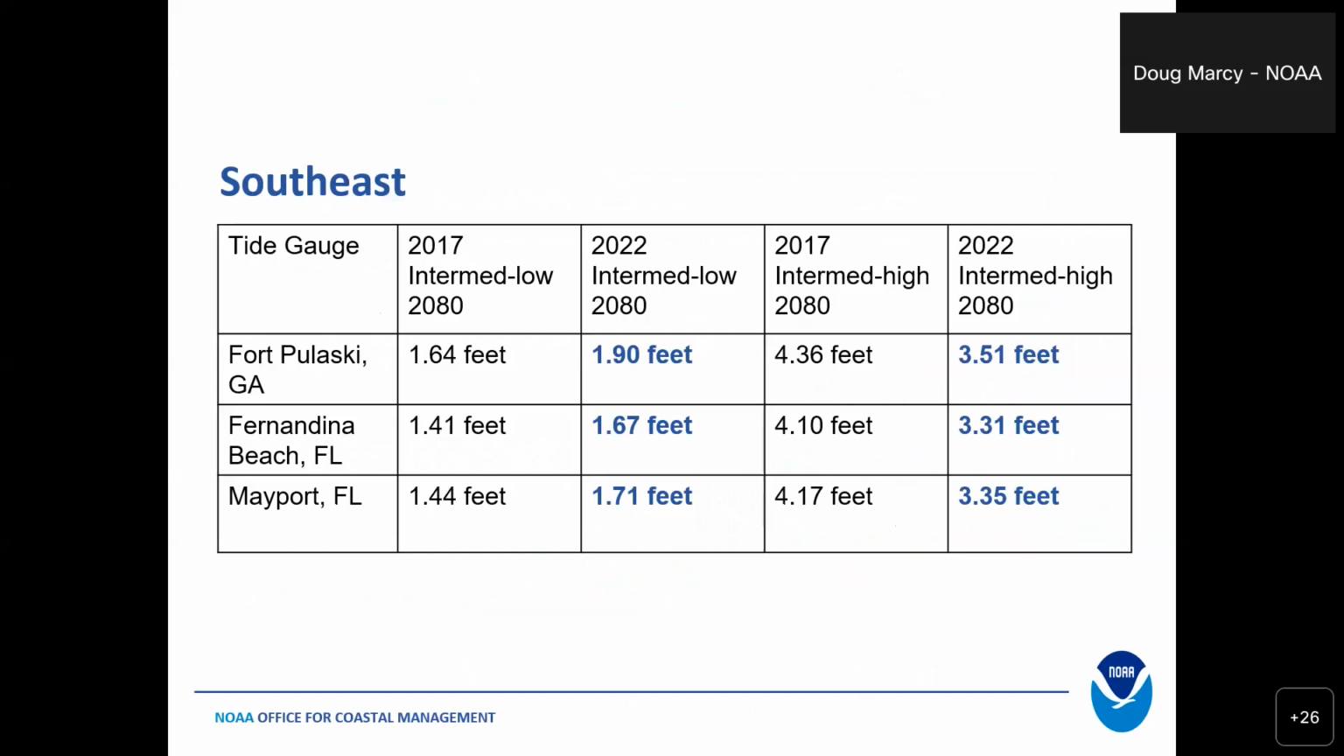Specifically in the southeast, just to give you an idea how they've changed a little bit, the lower scenarios have gone up a little bit, not a whole lot, maybe 0.2, 0.3 feet. And then the higher scenarios actually have gone down a little bit. This is that pick 2080. So you can see Fort Pulaski, we've gone down a little bit from 4.3 feet to 3.51 feet. It's a little bit of a drop. Next.